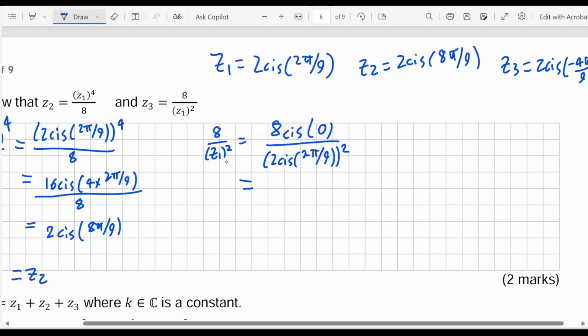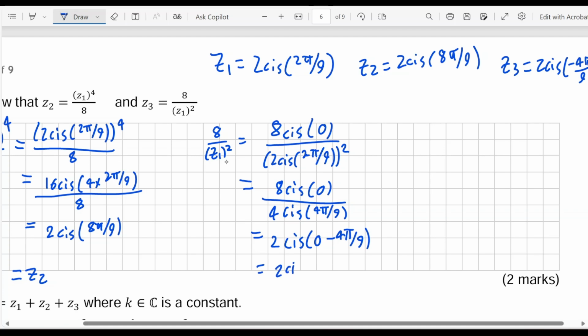Okay, let's square the bottom of this. So you're going to get 4 cis of 4 pi over 9. And on the top, you're going to get 8 cis of 0. How do we deal with this? We do 8 over 4 is 2. And we got 0, take 4 pi over 9 there. This gives us a 2 cis of minus 4 pi over 9. What do you know? That's Z3 as required.